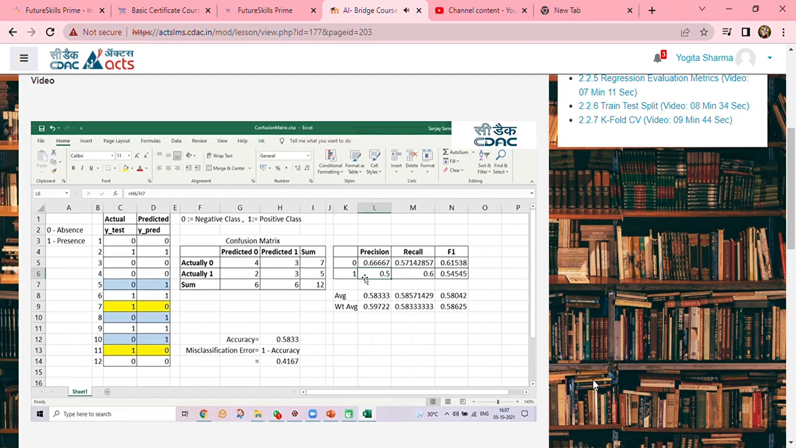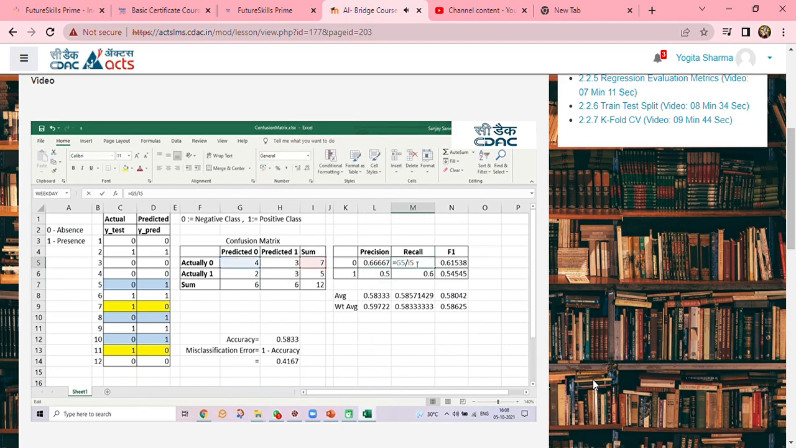Similarly, precision for 1 means, among the predicted ones, there were 6. Among the predicted ones, how many of them were really ones, meaning how many of them were really positives? So it was this one, this one, and this one. Among 6, there were 3 which turned out to be really positive. Hence the precision for 1 is 3 upon 6.